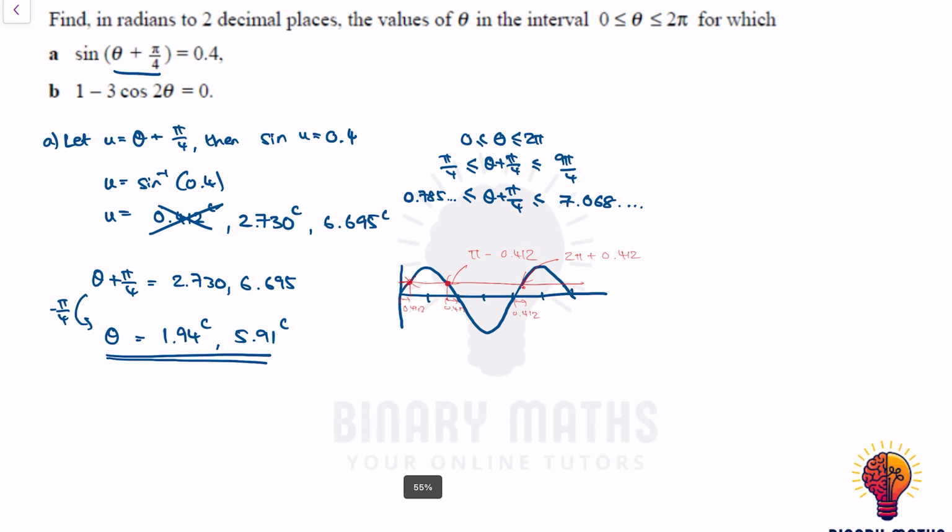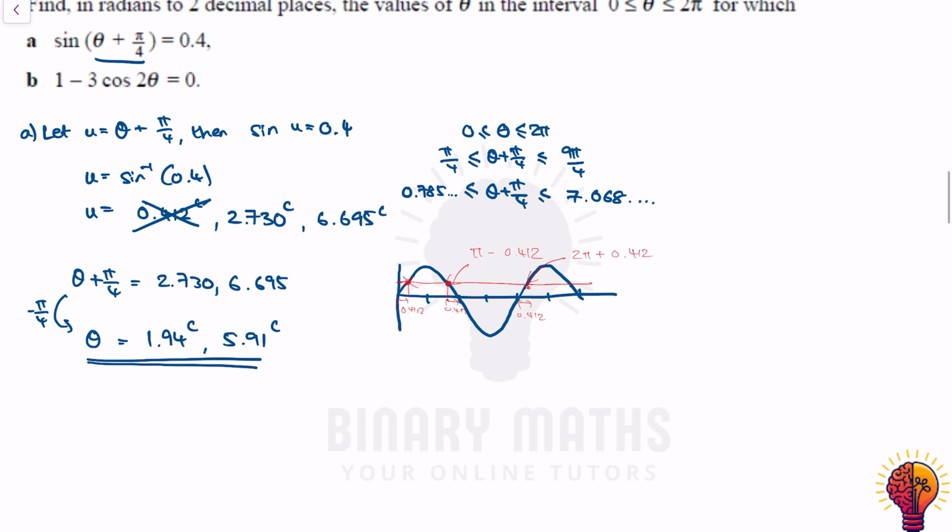Now part B. So I've got 1 minus cos 2 theta is equal to 0. So if I rearrange this, I get 1 is equal to 3 cos 2 theta. So if I swap it around and divide by 3, I get cos 2 theta is equal to 1 over 3.